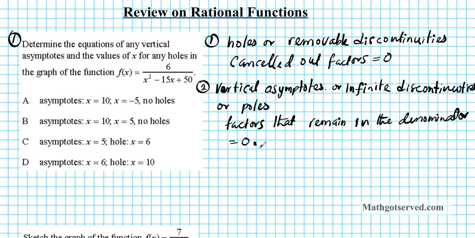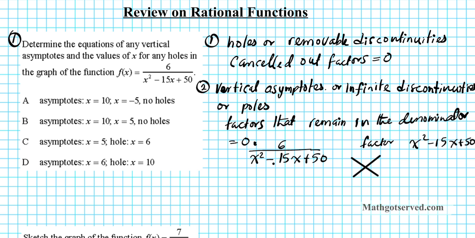All right? So let's take a look at the problem under consideration. We have 6 divided by x squared minus 15x plus 50. Now let's factor the denominator. So factor x squared minus 15x plus 50. You can use the x game to factor this. You can also use a factoring shortcut, but I'm going to do it the long way.